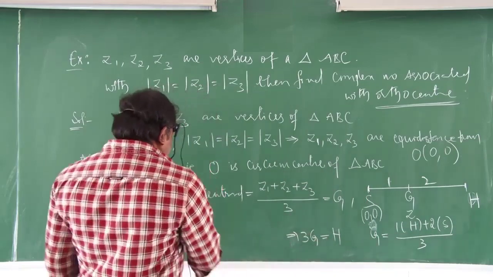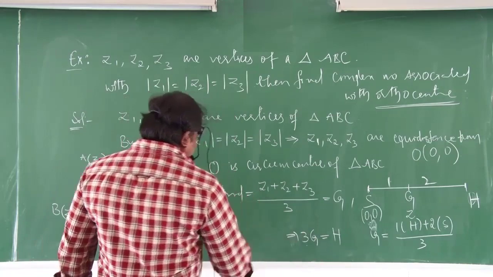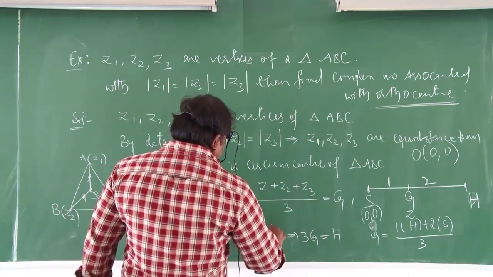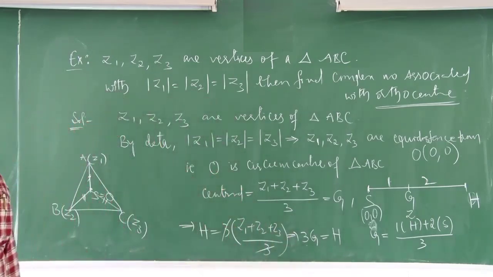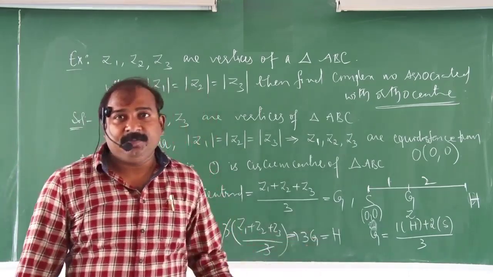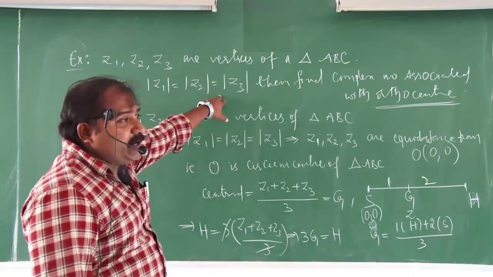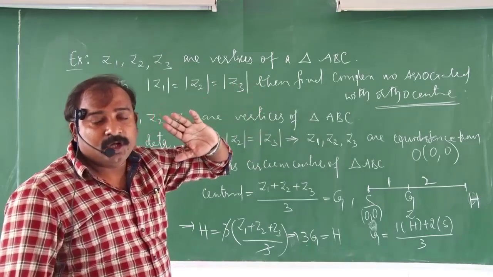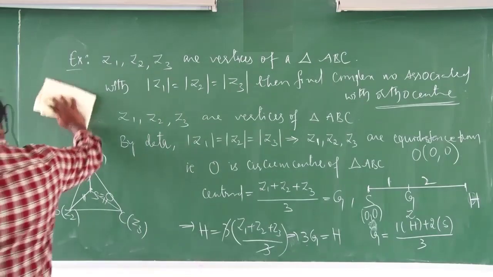H is equal to 3G means, therefore, orthocenter H is equal to 3 into centroid G, which is given by this value. So z1 plus z2 plus z3 by 3, the 3s both get cancelled. Therefore the orthocenter H is equal to z1 plus z2 plus z3. Got it? So this is based on the given data in complex form, a geometrical application of complex numbers. Okay, got it? I hope you understand. Okay, next.